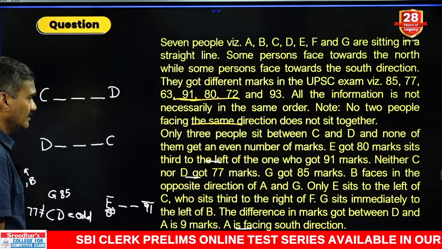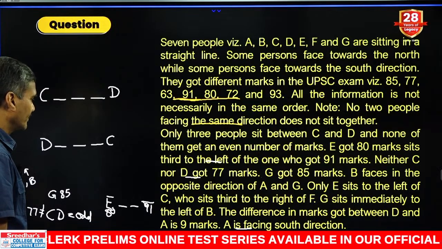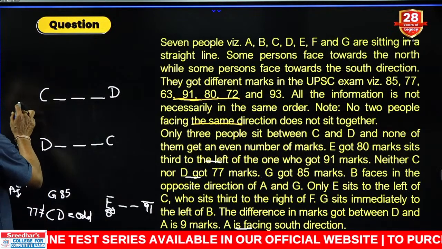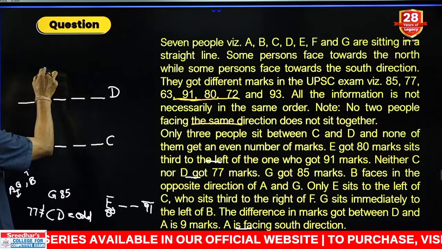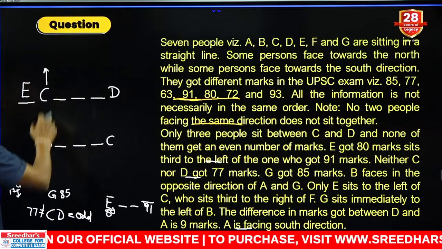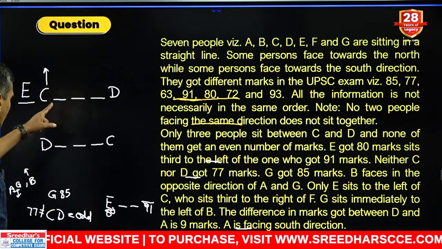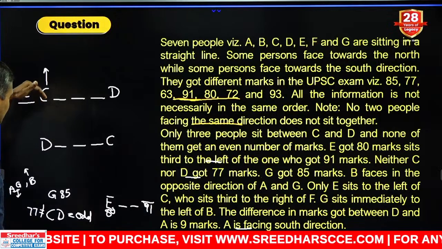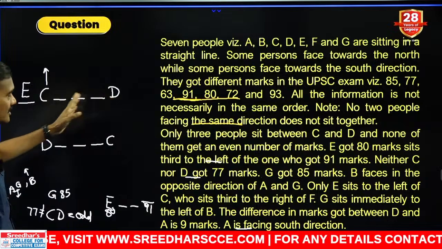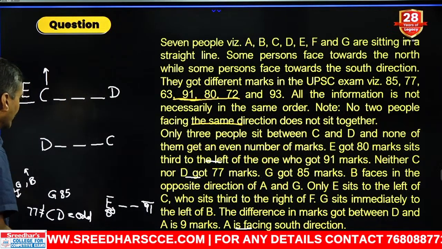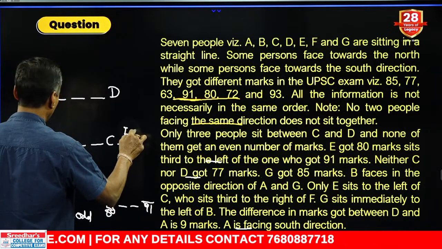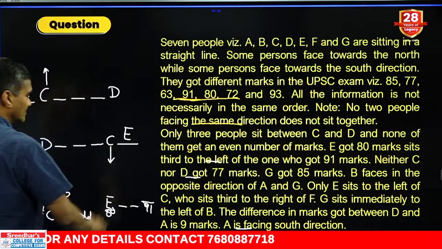And only E sits to the left of C. Only E sits to the left of C, and C is here. Only one person is here, and who is that person? E is here. That means C must be facing towards north, because only E is to the left of C. Suppose C faces south, then minimum 4 persons are to the left of C, which is not possible. Hence, C must be facing towards north. And in this case, only E is to the left of C. That means E must be here, C must be facing towards south.